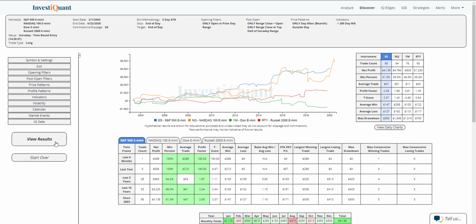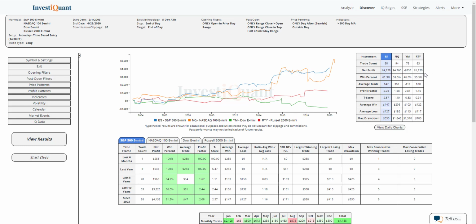And here we go. So these are the results for opening in the prior day range when the prior day was a bearish outside day that closed above the 200-day moving average. And then that is being followed up by intraday activity where you are trading above the open and in the top half of the range at 2:30 p.m. Eastern Time. Historically, this has happened 88 times in the ES, 94 in the NASDAQ, 76 in the YM, and 63 times in the Russell. So we do have a decent amount of samples here between all four instruments.